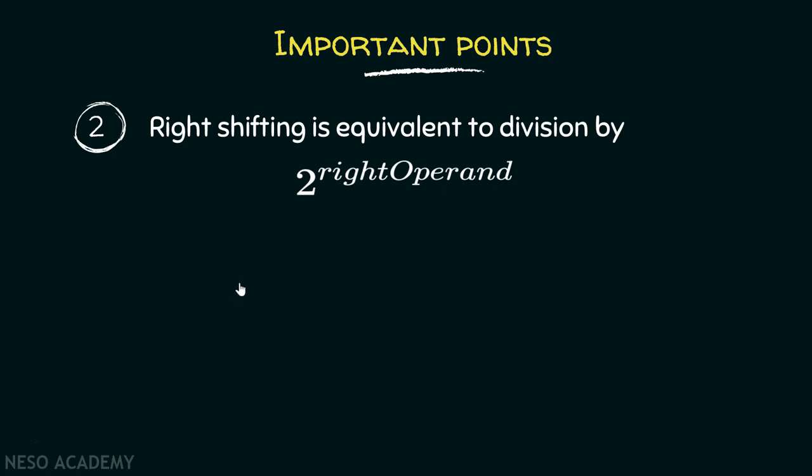Let's consider one example. According to our previous example, the output we finally got is 1. But how do we get this output? We simply divide 3 by 2 raised to the power 1. 1 is the right operand of this right shift operator. 3 divided by 2 is equal to 1.5. After eliminating the decimal part, the answer is finally 1.